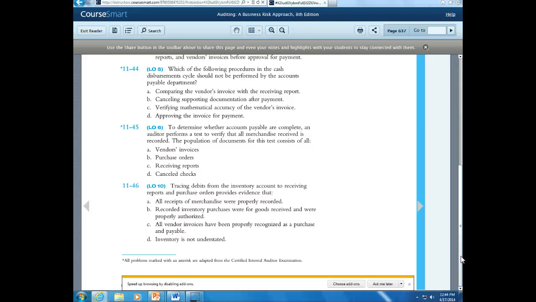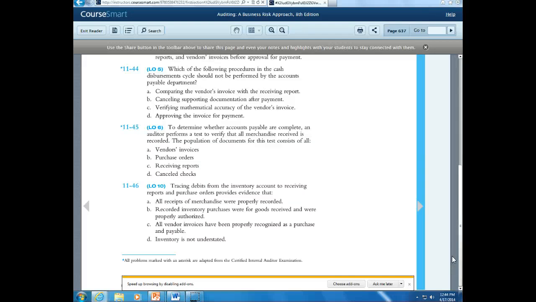Number 46, tracing debits from the inventory account to receiving reports and purchase orders provides evidence that A, all receipts of merchandise were properly recorded, B, recorded inventory purchases were for goods received and were properly authorized, C, all vendor invoices have been properly recognized as a purchase and payable, or D, inventory is not understated. What did you say? B, recorded inventory purchases were for goods received and were properly authorized.